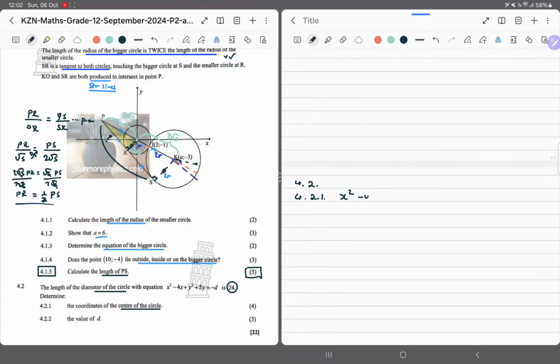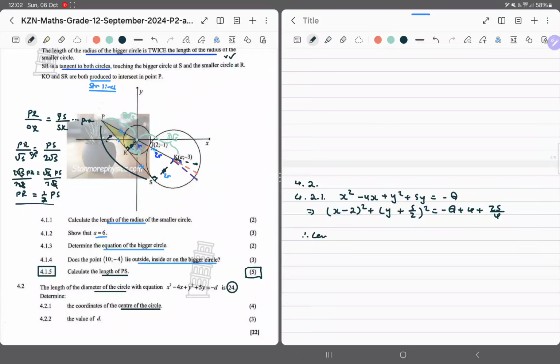We know x squared minus 4x plus y squared plus 5y equals minus d implies that we've got x minus, we halve that, and then we square, plus y plus, we halve that, and then we square. Then it's going to be minus d plus, now this one squared is going to be 4 plus, that one squared is going to be 25 over 4. And that's what we have.